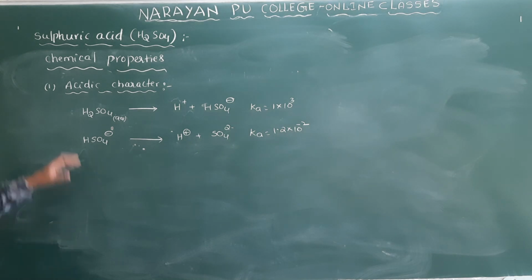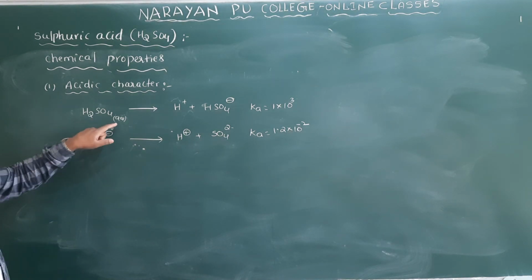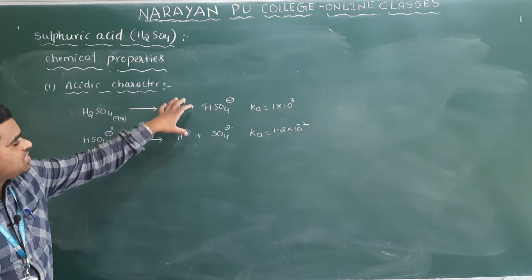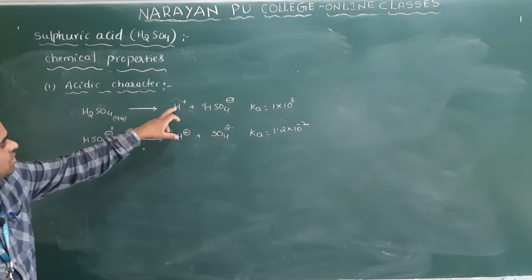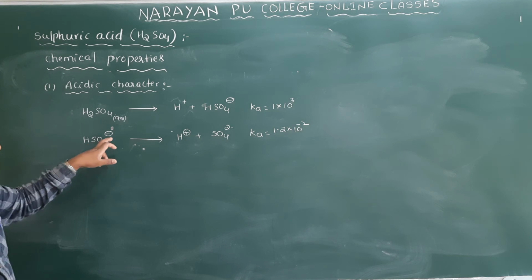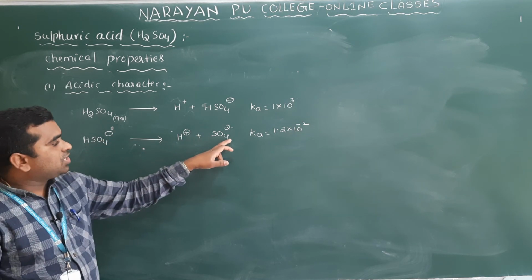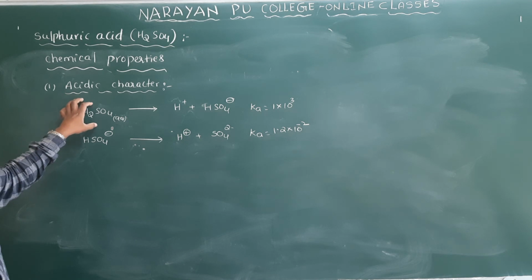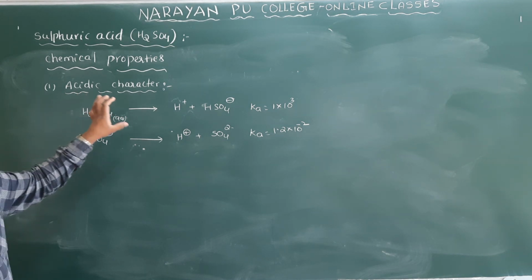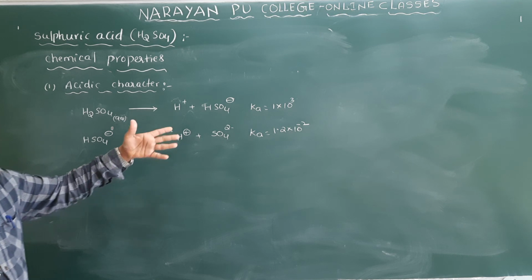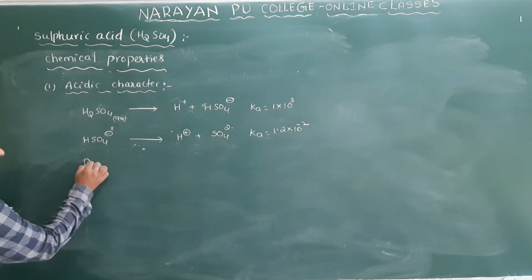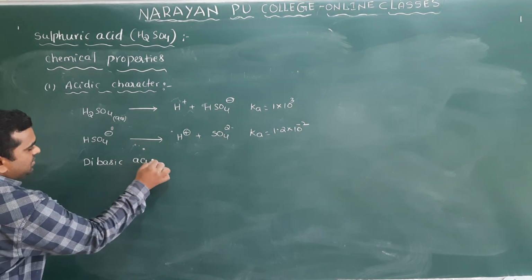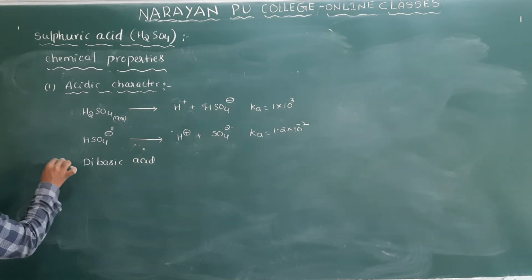Clear? So when we dissolve it in water, it gives H+ ions. First it gives H+ ions, and after that HSO4 minus again gives H+ ions and is converted into SO4 2 minus. Means sulfuric acid is a dibasic acid, because it produces how many H+ ions? 2 H+ ions. So it is a dibasic acid.